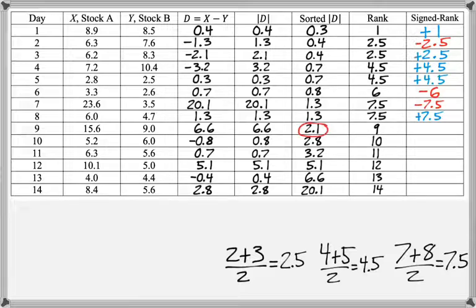The 2.1 was negative, so it's a negative 9. 2.8 was positive, so it's a plus 10. 3.2 was negative, so it's a negative 11. 5.1, 6.6, and 20.1 were all positive, so it's a plus 12, plus 13, and plus 14.